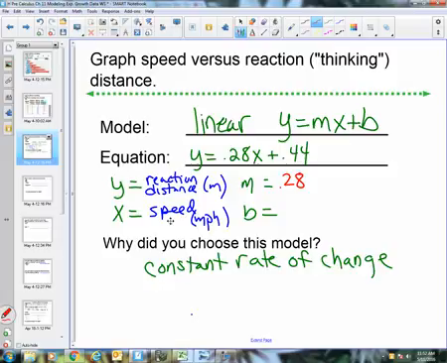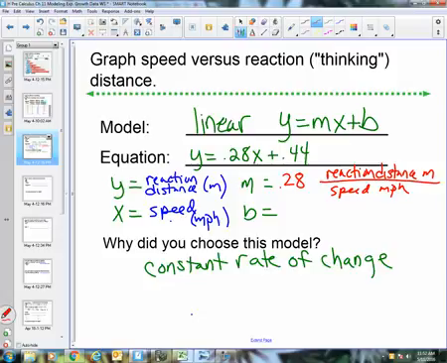Y over x. Y is our reaction distance in meters per speed in miles per hour. So this rate that we're talking about, it's the reaction distance per miles per hour. So that means it's 0.28 meters for every mile per hour faster that we're traveling. So that means for every mile per hour you increase your speed, it is going to take another 0.28 meters along the road for you to recognize, oh shoot, I need to stop.